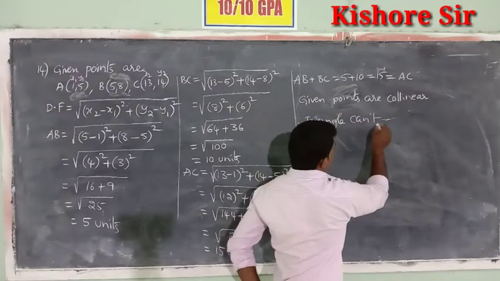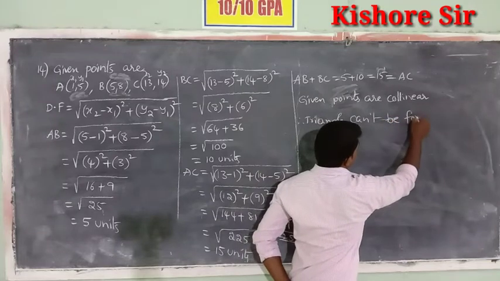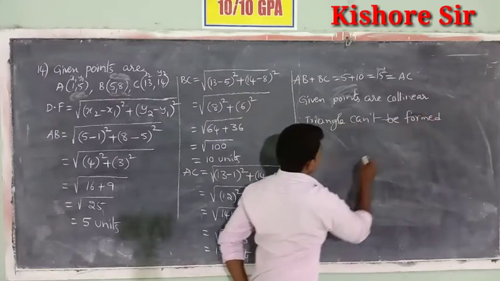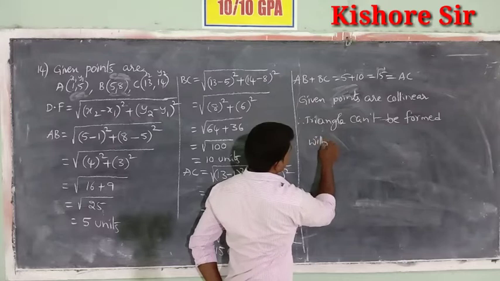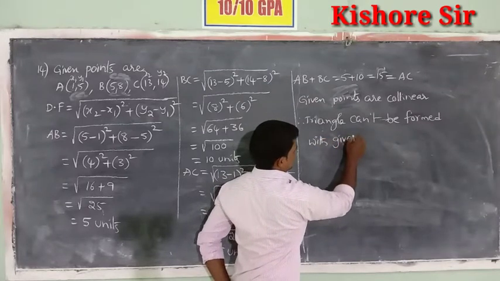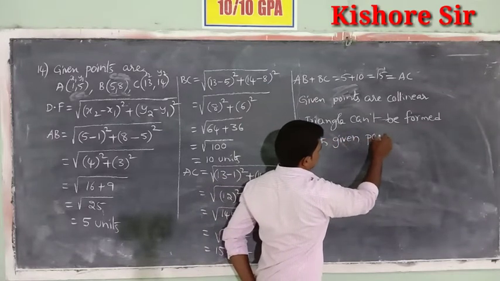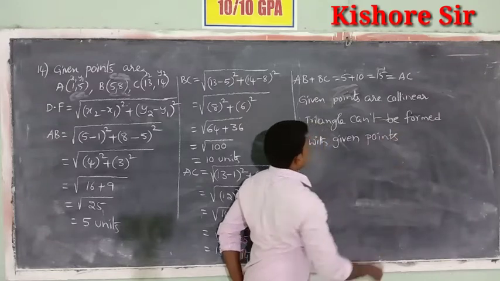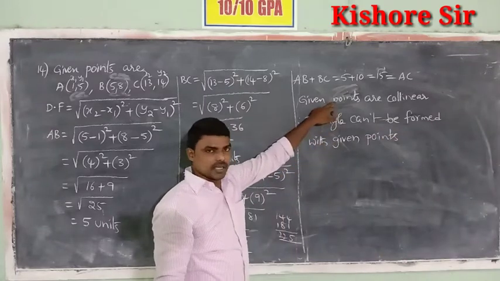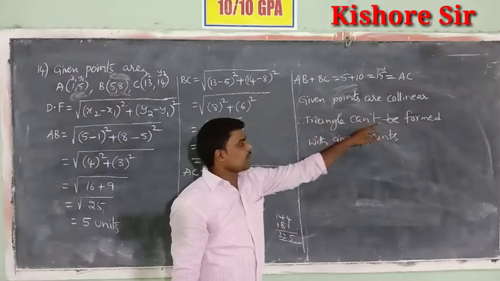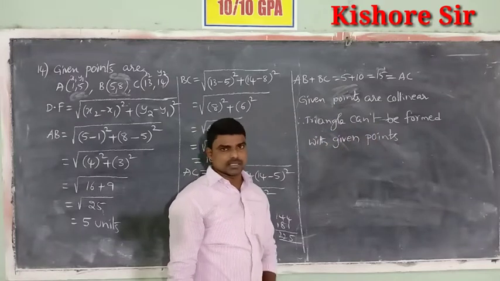Therefore, a triangle cannot be formed with the given vertices or given points. Okay, right? Because the given 3 points are collinear, so a triangle cannot be formed with the given points.